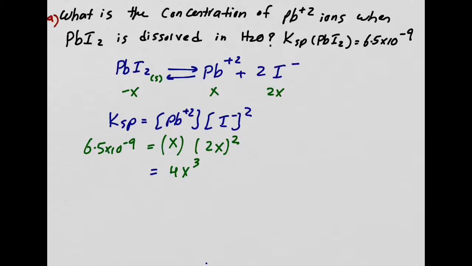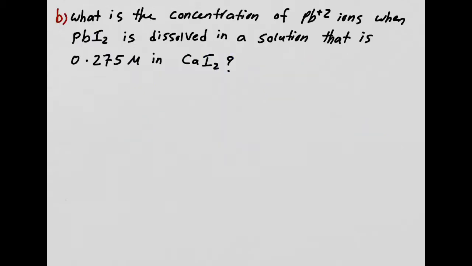What am I going to end up getting for x? Give me 1 second. Okay. For x, I'm going to end up getting 1.2 times 10 to the minus 3. That is my X, okay? That's my molar solubility, which will be the same thing as lead 2 ion concentration because it's a 1-to-1 mole ratio, okay? So that is my X, which is also my lead plus 2 ions.